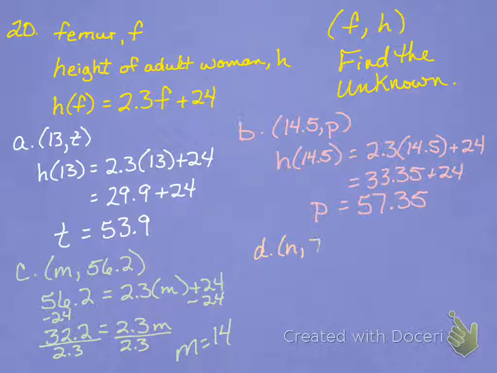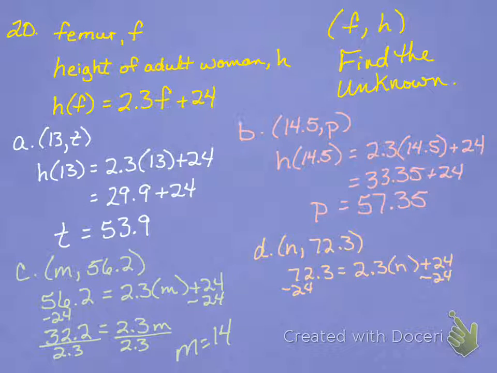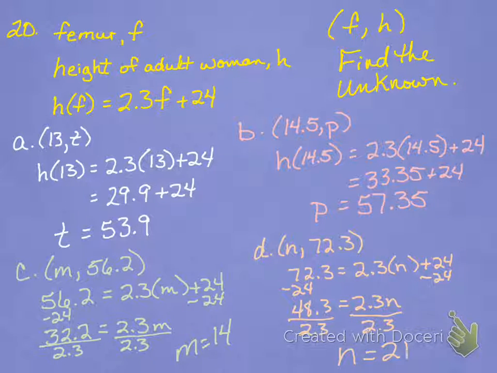For D, we have N and 72.3. 72.3 is our height, which is equal to 2.3N plus 24. I'm going to subtract 24 from both sides. That gives me 48.3 is equal to 2.3N. Divide both sides by 2.3, and N is equal to 21.